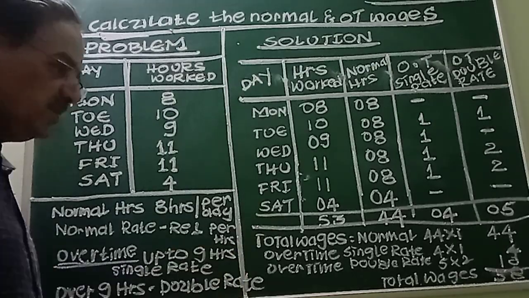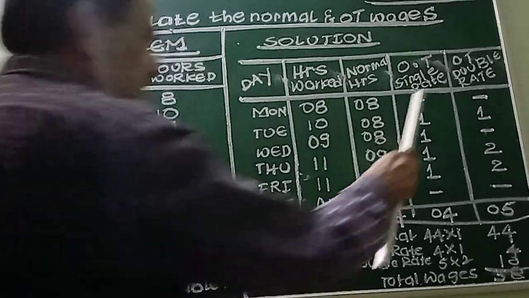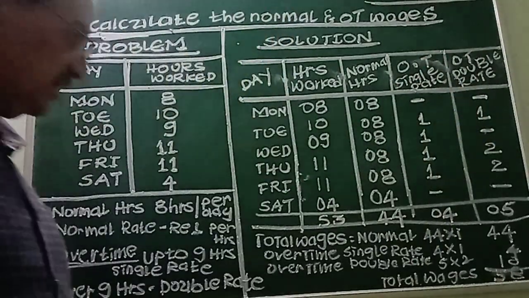I have already told you, Saturday usually is assumed as a half a day. Hours worked is also 4 and normal hours is also 4. So he is not eligible or entitled to get any extra wages, overtime, either single rate or at the double rate. This is a very important thing.